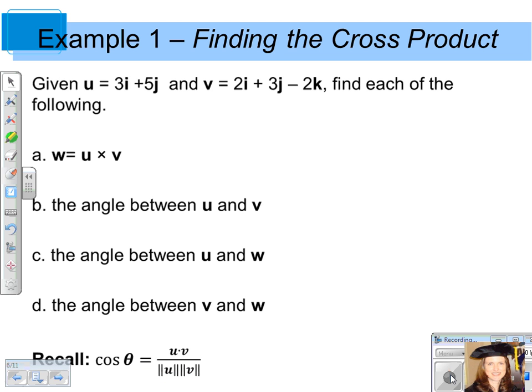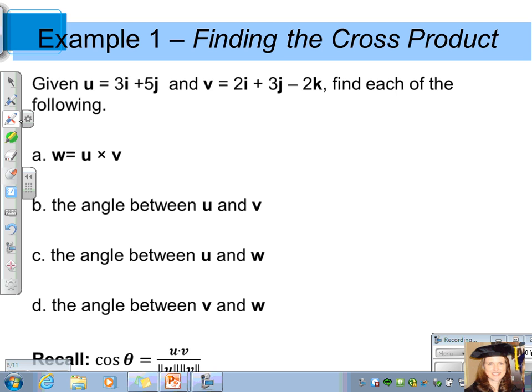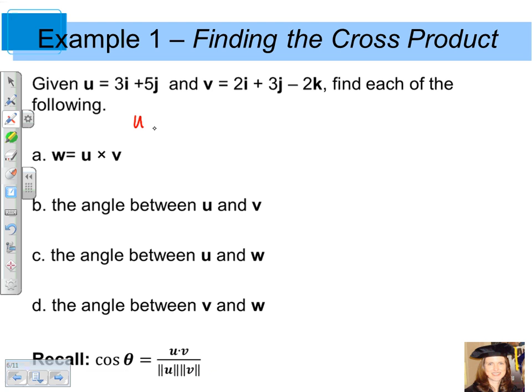For part A, let's find a new vector w, which is u cross v. Let's set up a matrix. In fact, I actually do an even more abbreviated shortcut of setting up matrix U, which has components 3, 5, there's no k, so we're going to put a 0 there, and vector v with components 2, 3, and negative 2.